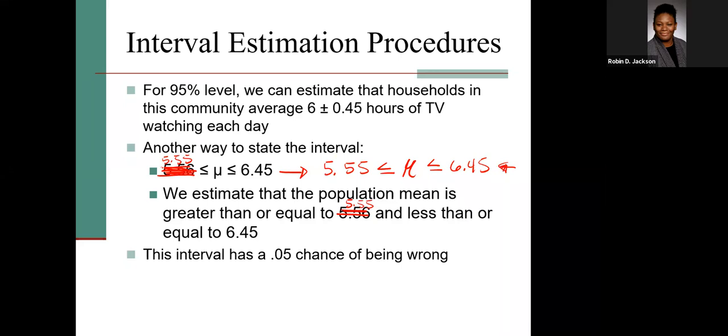And basically the verbal or written interpretation of that would be, we estimate that the population mean is greater than or equal to 5.55 and less than or equal to 6.45. And we can say that this interval has a 0.05 chance of being wrong. In other words, this is at the 95% confidence level. So that's essentially how you would interpret and say this.